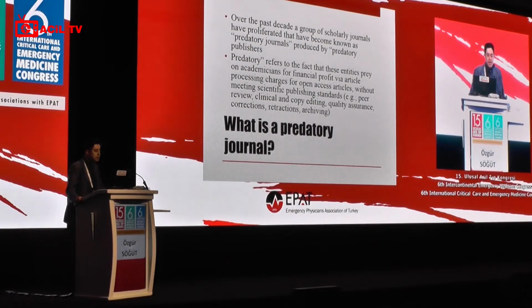Over the past decade, a group of scholarly journals known as predatory journals, produced by predatory publishers, have proliferated. Predatory refers to the fact that these entities prey on academics for financial profit via article processing charges for open access articles, without meeting scientific publishing standards. For example, peer review, clinical and copy editing, quality assurance, corrections, retractions, and archiving.